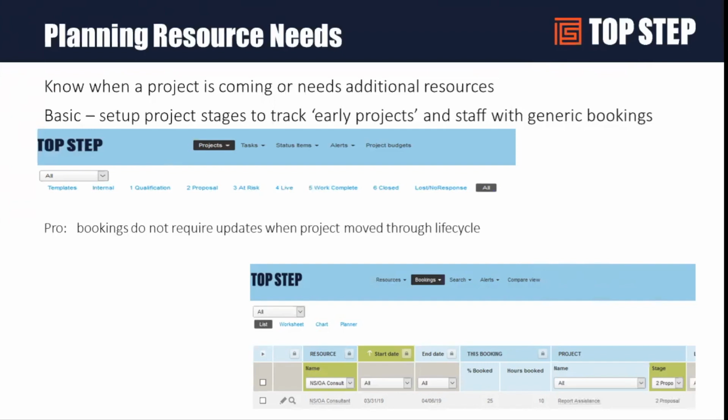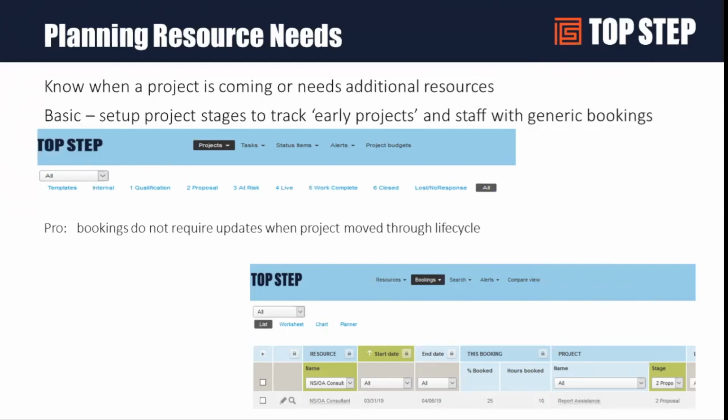And the pro for this is all you have to do is put the booking in. You don't have to maintain the booking other than moving the dates as you need to. But when a project is signed and turned into, in our case, the live stage, then that booking is sort of a committed booking because we've already decided that this work's going to get done.